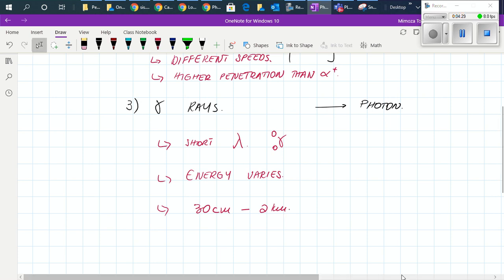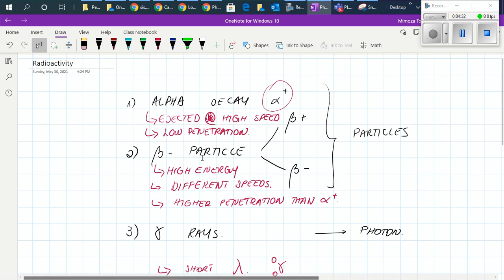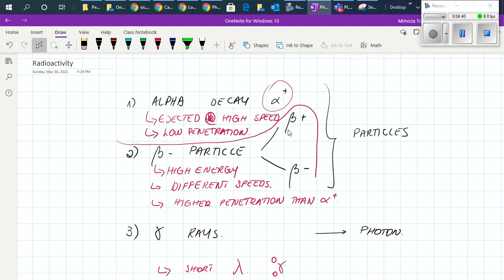When we talk about the charges, for beta particles there are 2 types that we will see. It can be positive or negative. If the alpha particle is the same as saying helium-4, for beta negative we will have the electron, with charge -1 and 0, and for beta positive, which is the positron, charge +1 and 0.